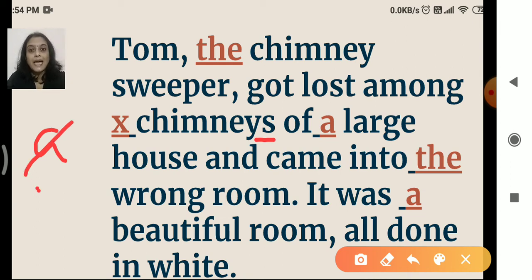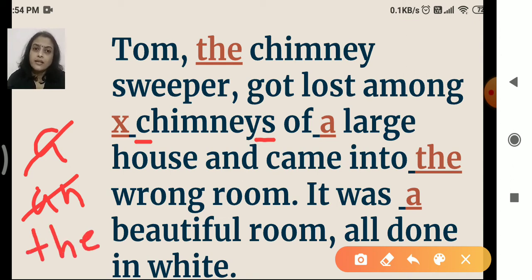Then why not an? Because we have C here, and C is not a vowel, so again an will not come. Then the is remaining. Now why not the? Why is the not used? Because we are not talking about any particular chimney. Again the word chimneys is introduced for the first time in this passage, right? Chimneys.